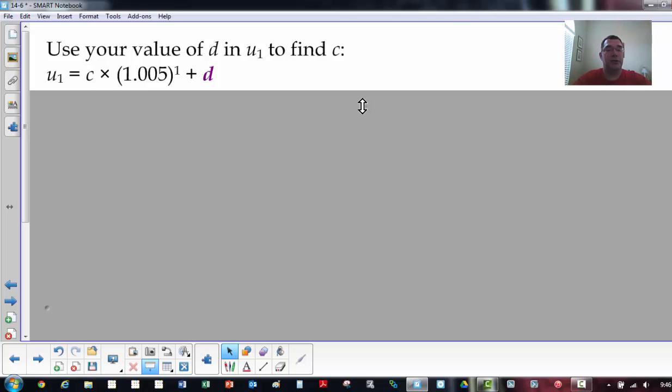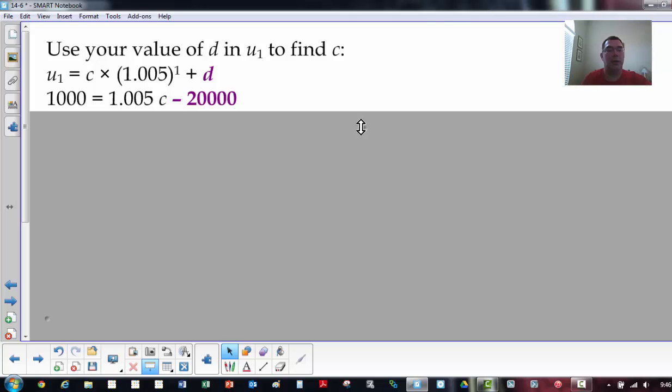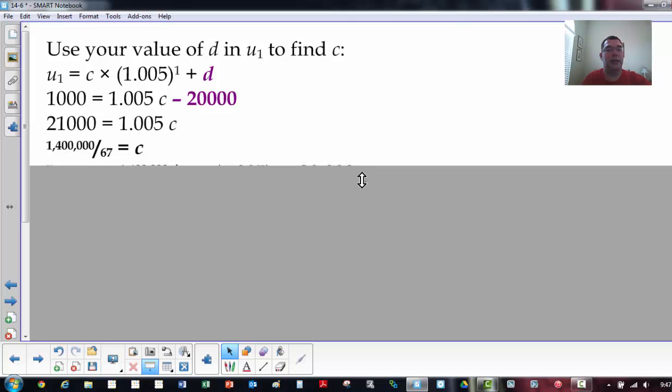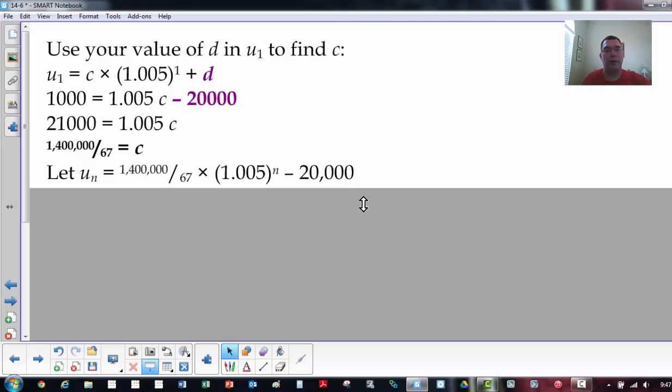So the first term can be calculated as c times 1.005 to the 1 plus d. I know my value of d is negative 20,000, so I plug that in. I know that my first term is 1,000, so I plug that in. And I get that 21,000 equals 1.005 times c. Dividing gets me 1.4 million over 67. That's my value of c. So not a pretty number, but I wasn't really expecting a pretty number. So the nth term is then 1.4 million divided by 67 times 1.005 to the n minus 20,000.